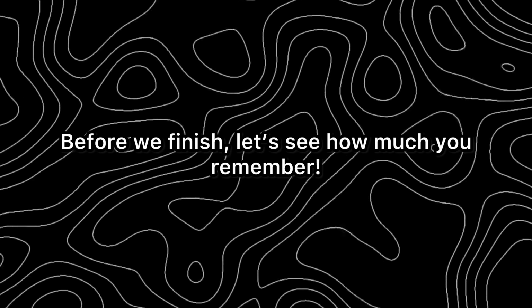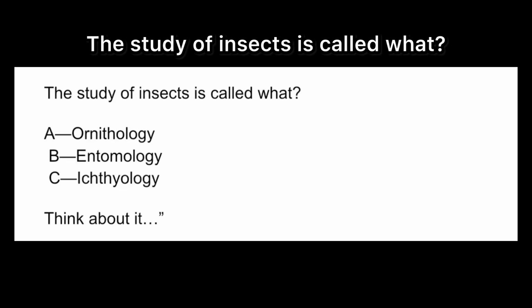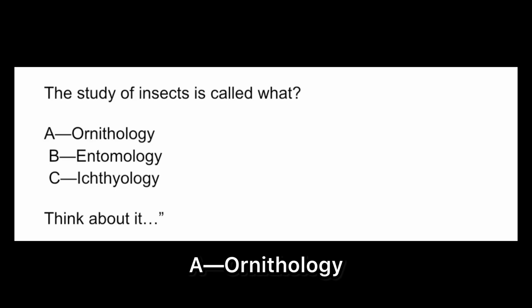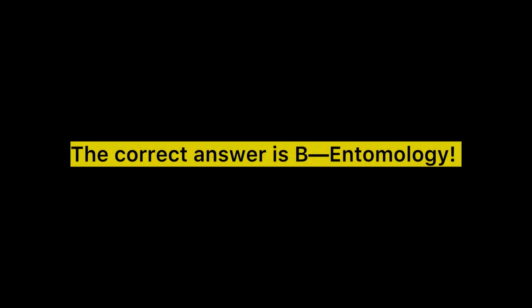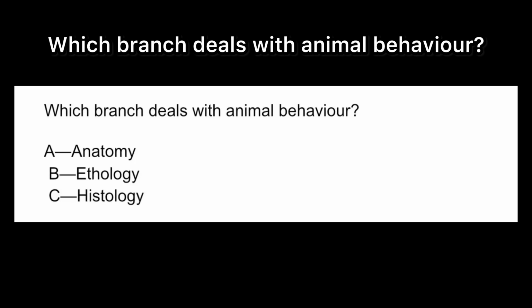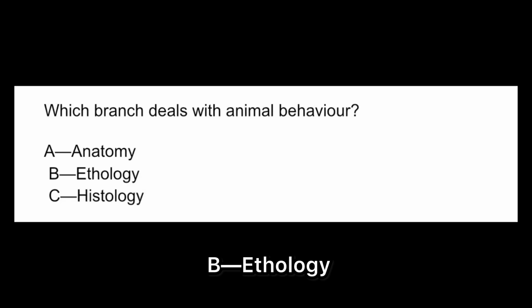Quick quiz. Before we finish, let's see how much you remember. The study of insects is called what? A. Ornithology. B. Entomology. C. Ichthyology. Think about it. The correct answer is B. Entomology. One more. Which branch deals with animal behavior? A. Anatomy. B. Ethology. C. Histology. The answer is B.